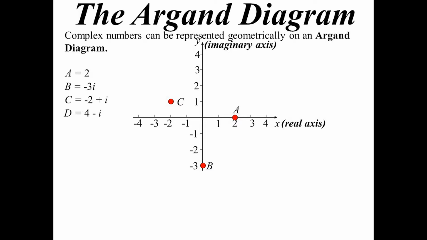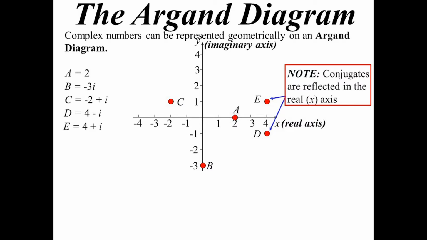So 4 minus i, 4 is the real bit, negative 1's the imaginary bit, there's D. 4 plus i, 4 is still real, but now the imaginary part's positive 1. Now this brings up an interesting point about when we're visualising complex numbers. D and E are of course conjugates, but what we should see is conjugates will always be a reflection in the real axis, because the real part's always going to be the same. It's just the sign's changing on the imaginary part.